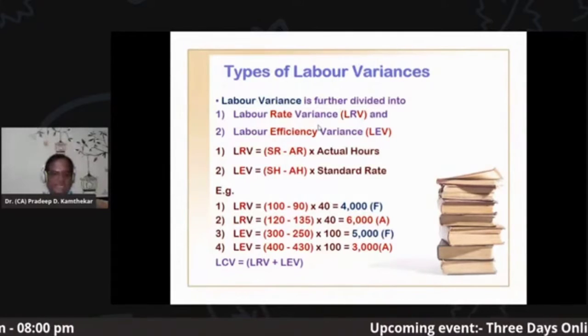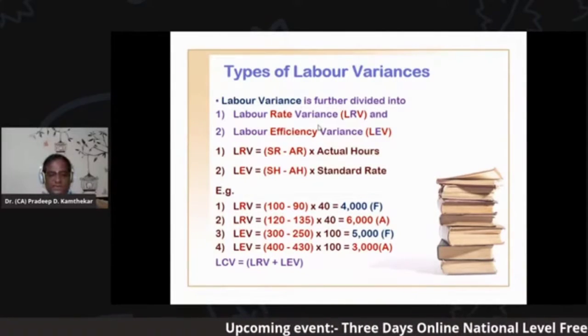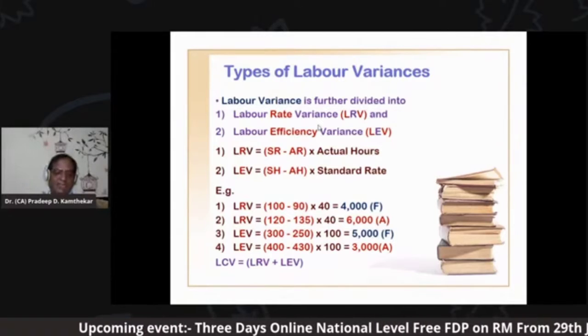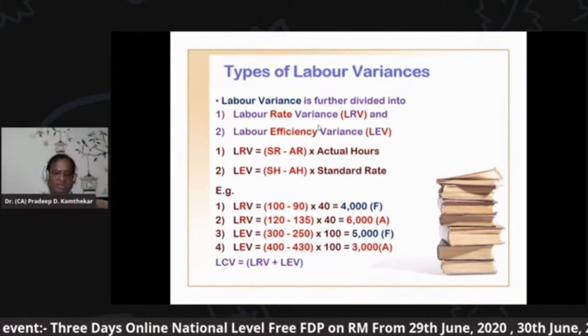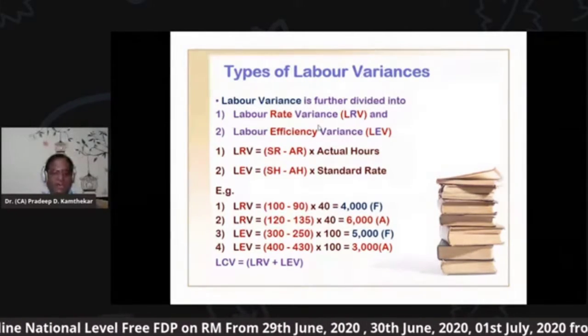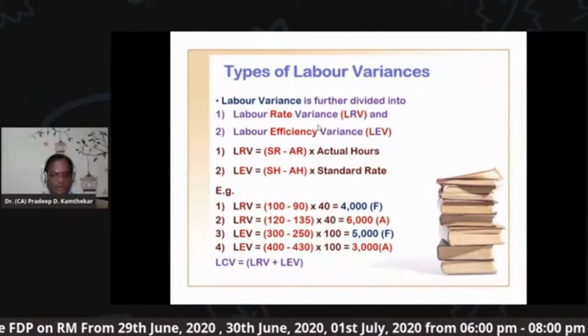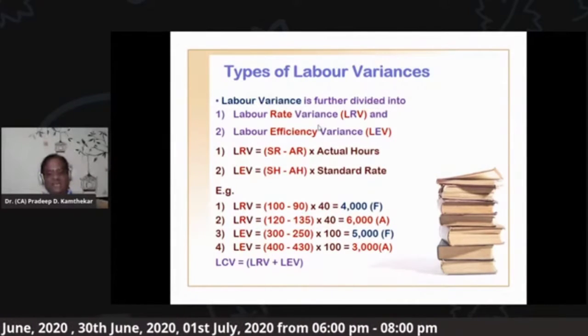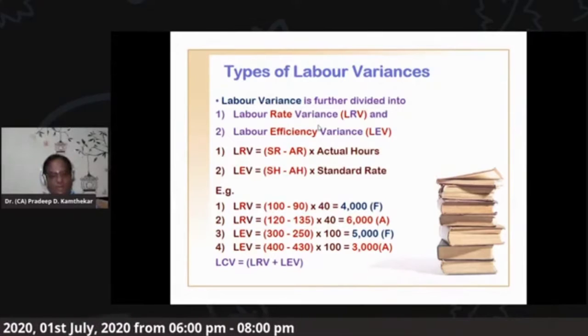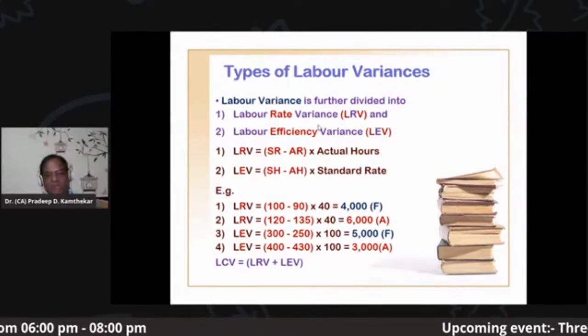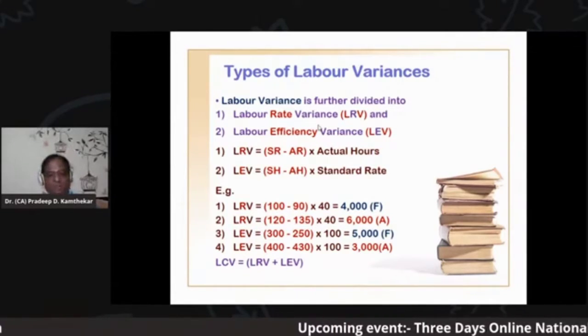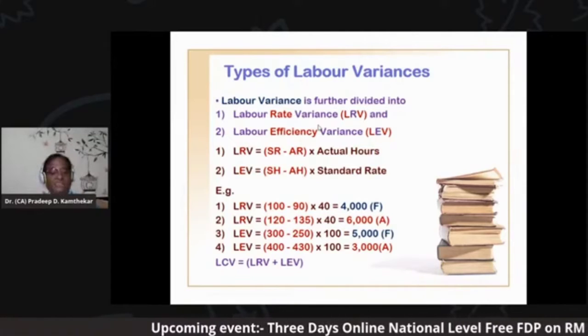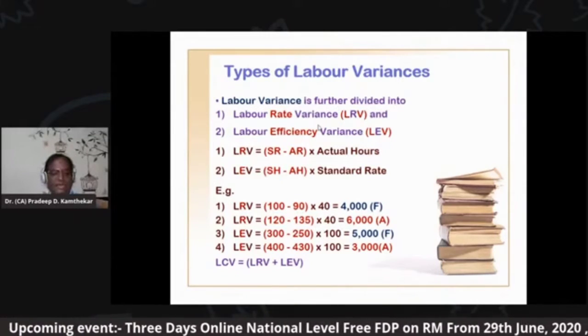Then when we compare standard hours and actual hours, the difference between the two, standard hours again are the hours that employee or workers were supposed to work for, and actual hours are the hours that employee or workers have really worked for. When you compare the difference and multiply with the standard rate per hour, then you get labor efficiency variance. Let us see this through examples.